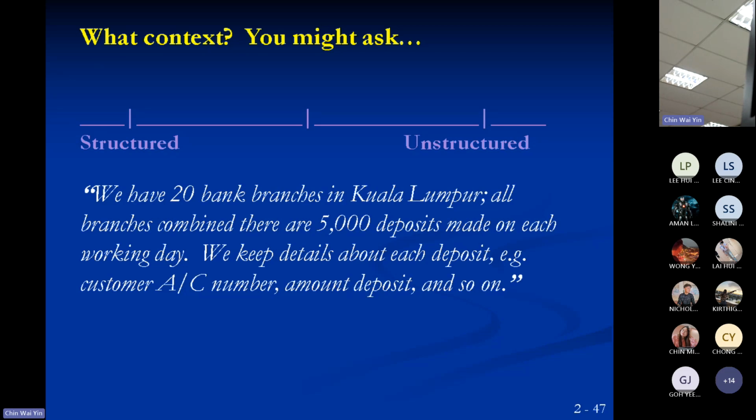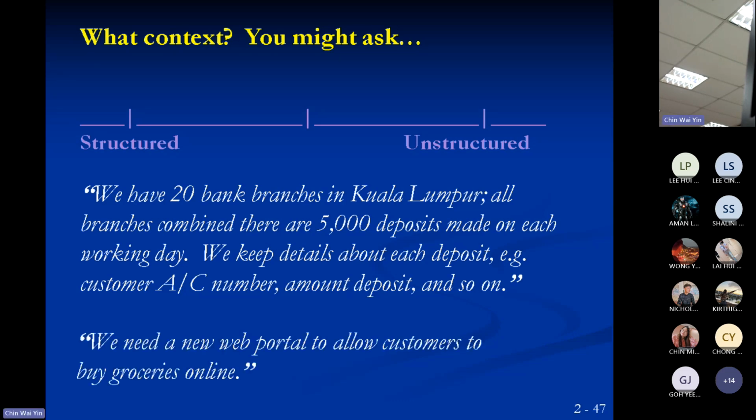On the other extreme, the other context, it's very unstructured. Now, over here, this is another statement of the requirement. It says we need a new web portal to allow customers to buy groceries online.